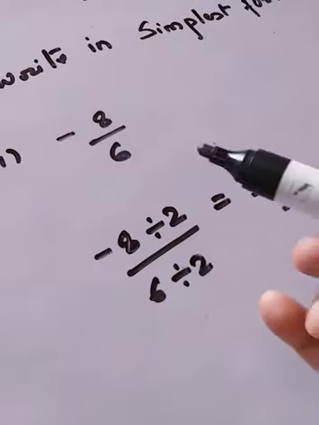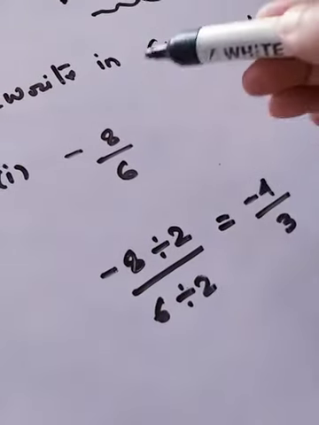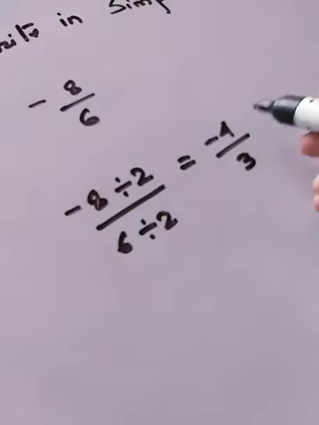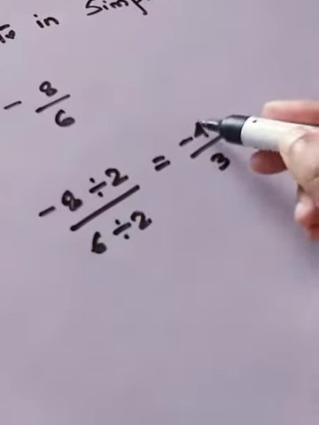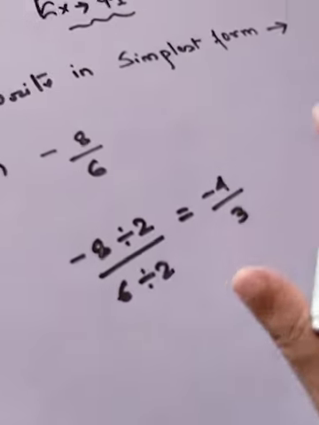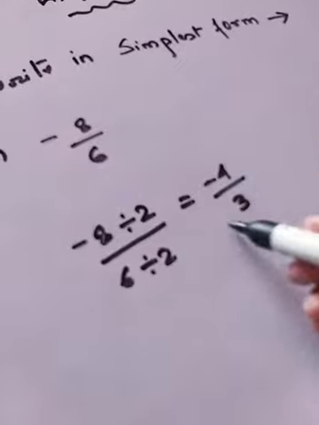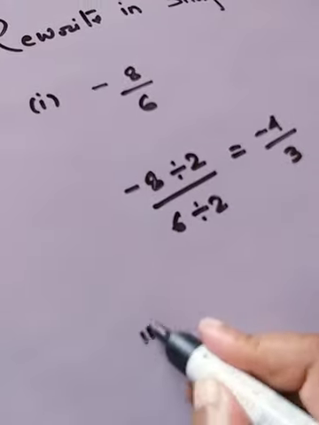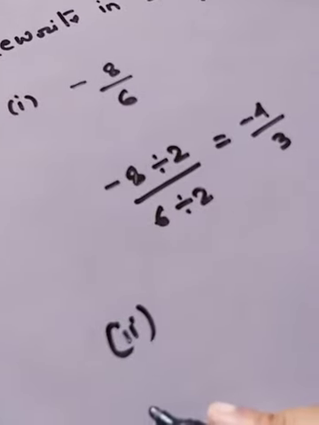So you have to see which number can divide the numerator and the denominator. Okay, so because there is no number which divides 4 also and 3 also, we cannot go further, so we'll end our process here, and this would be your final answer. So this is the simplest form. Now let's see sum number 2. Sum number 2 is what?